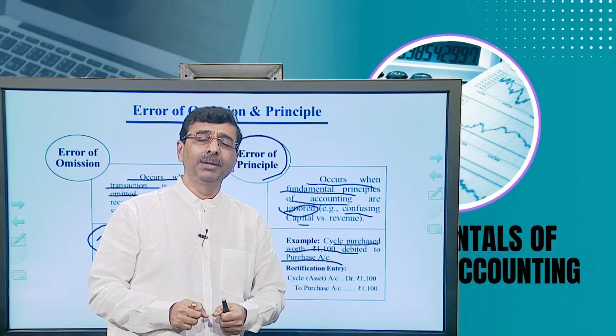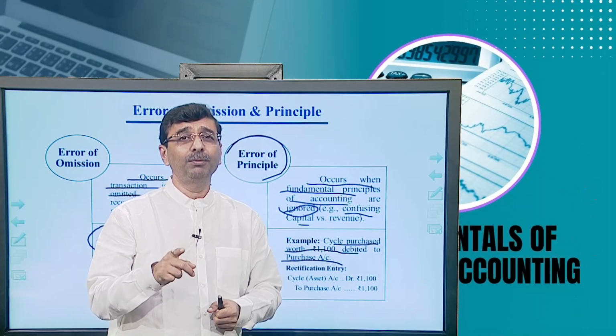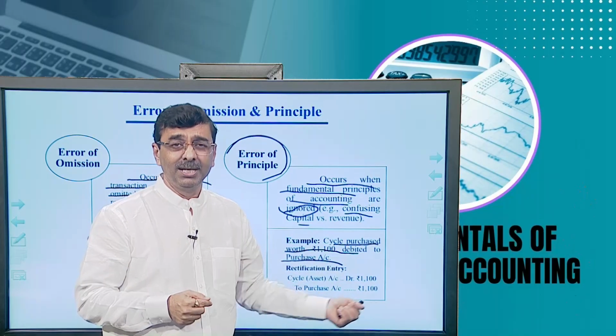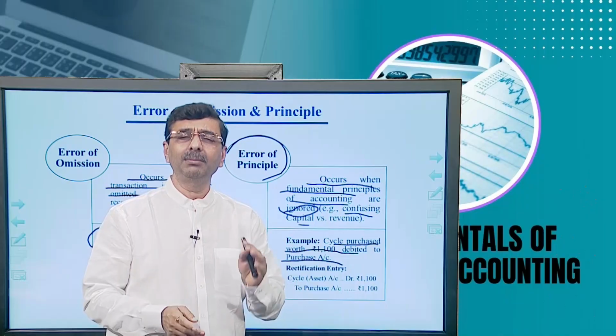So what do we have to do? It was wrongly recorded in purchase account. Purchase is actually a debit, so purchase has to be credited, and the amount has to be deducted from the purchase. And second, the cycle is an asset. It is dead stock or whatever you can consider, but it is an asset.